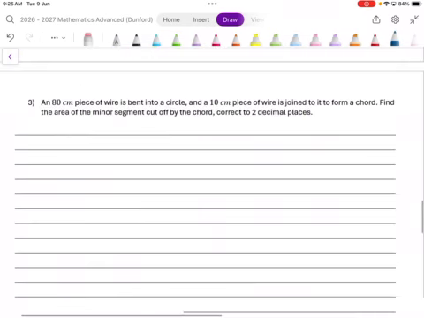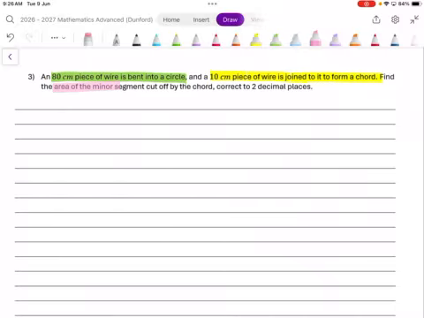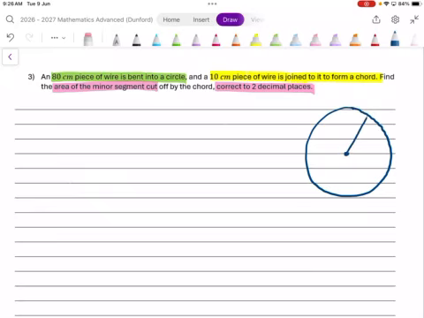Okay, so for our example 3, we have an 80 centimetre piece of wire is bent into a circle. A 10 centimetre piece of wire is joined to form its chord. We want to find the area of the minor segment cut off by the chord, correct to 2 decimal places. Okay, we are going to put this information on a diagram to make it easy. So the first thing we're going to do is draw our circle. Okay, we're going to put our centre of our circle. We're going to need radiuses. We have our chord like so.